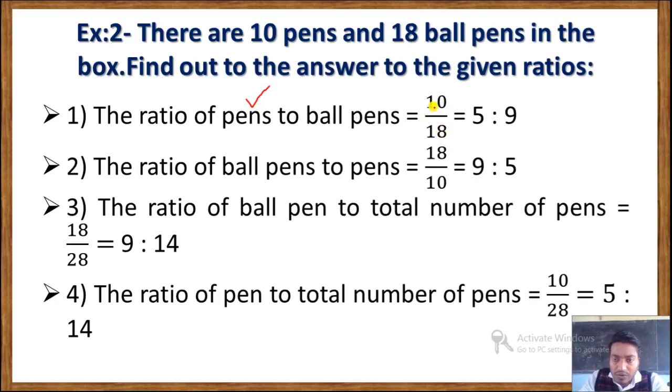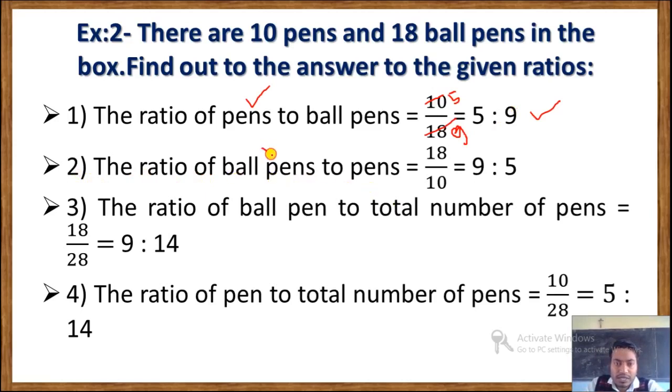Now reduce the term. 2 5 is 10, 2 9 is 18. So 5:9. This is the answer. 5 is the first term and this is the second term. That's why I have mentioned here 5:9.